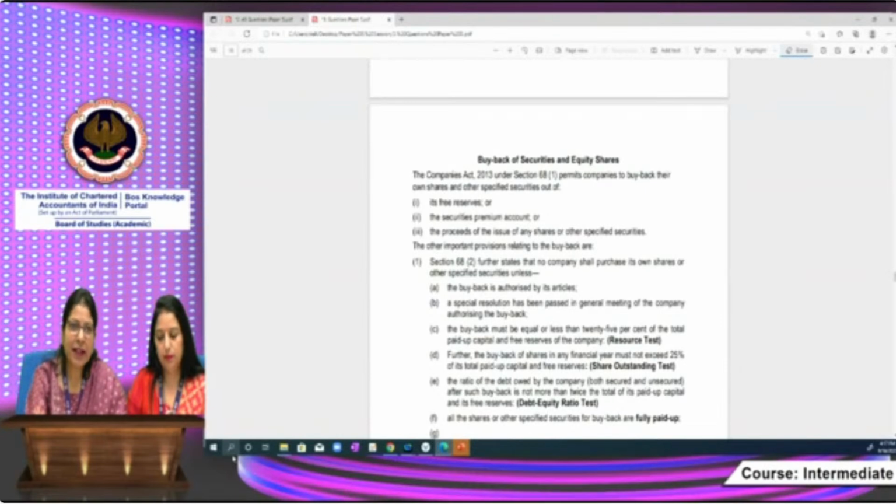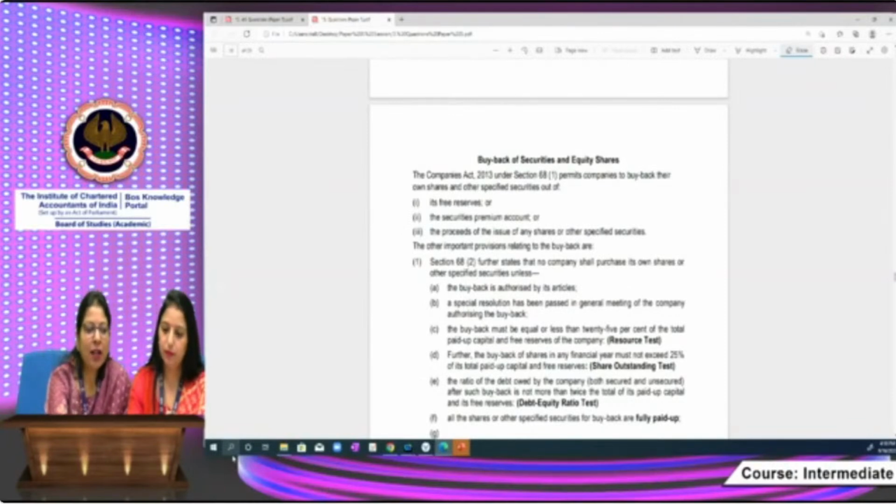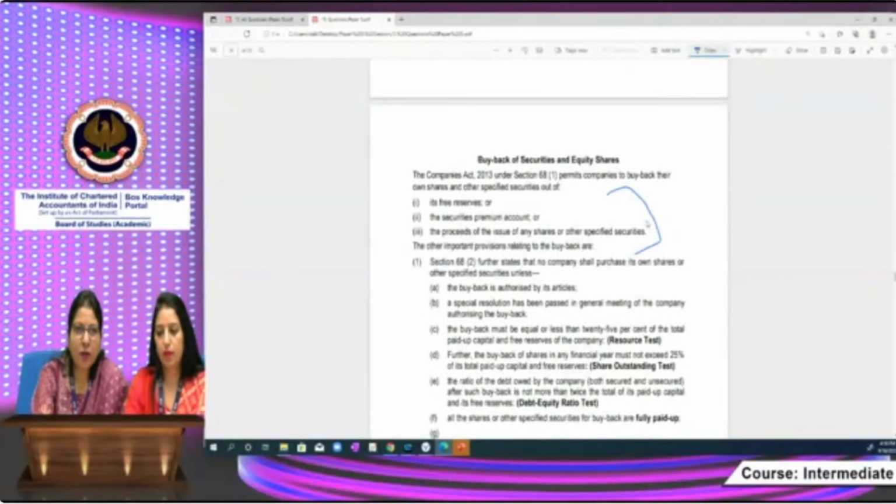But there are certain provisions of the Companies Act which have to be complied with before taking the decision of buyback. In the question, we are being given that all the conditions have been fulfilled for buyback. What we are supposed to answer, let's focus on that. These are the three sources from where the buyback of securities can be possible.